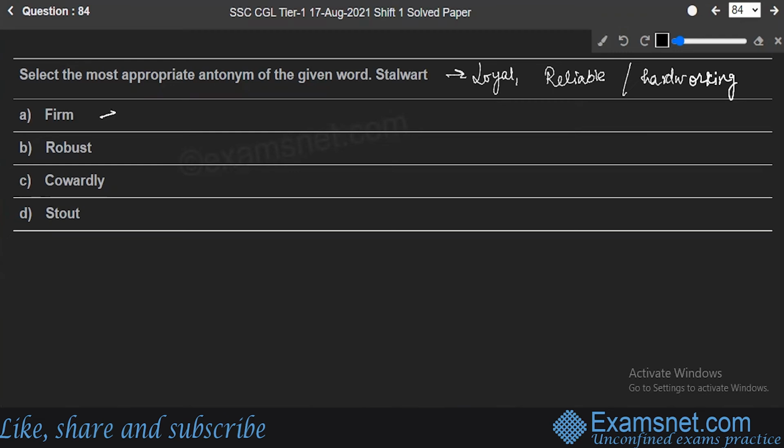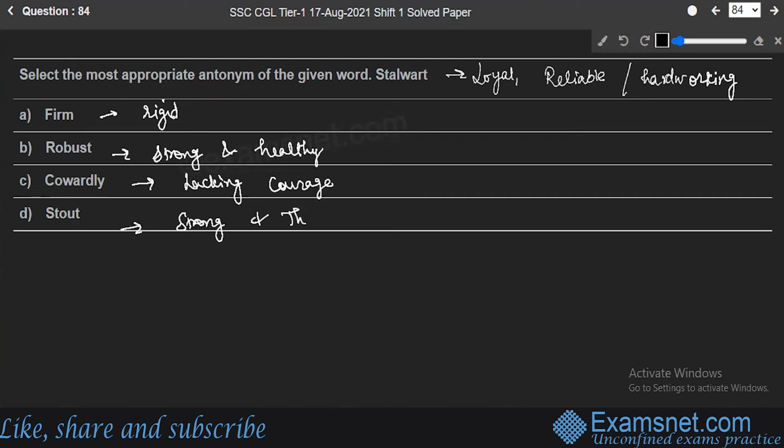And firm, like something which is very firm, which is very hard, rigid. Robust, strong, and healthy. Cowardly means lacking courage. And the word stout means strong and thick. Correct. See the synonyms, if I'm talking about the word stalwart, then the synonyms of these words are like bold. Synonyms, I'm talking about the synonyms.